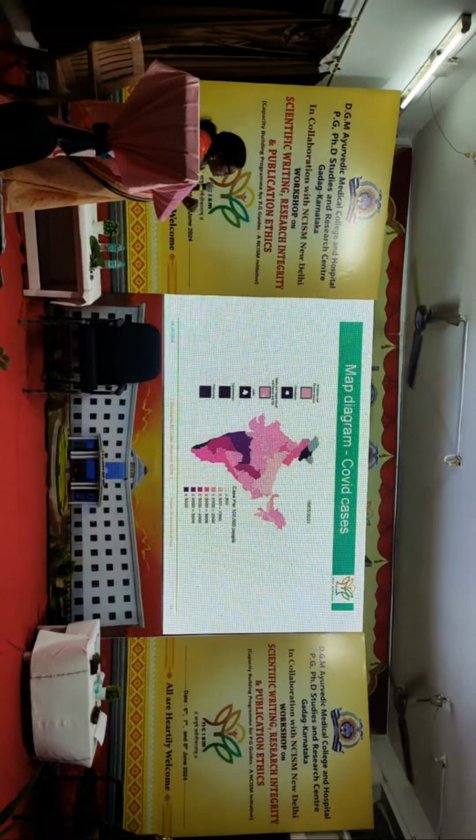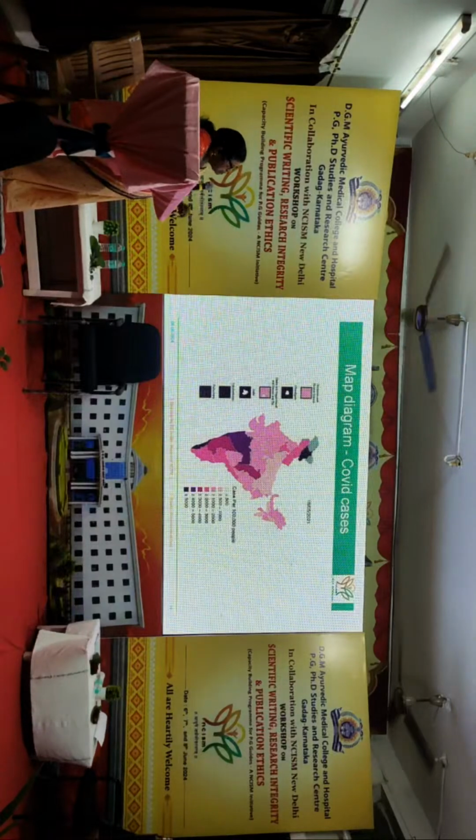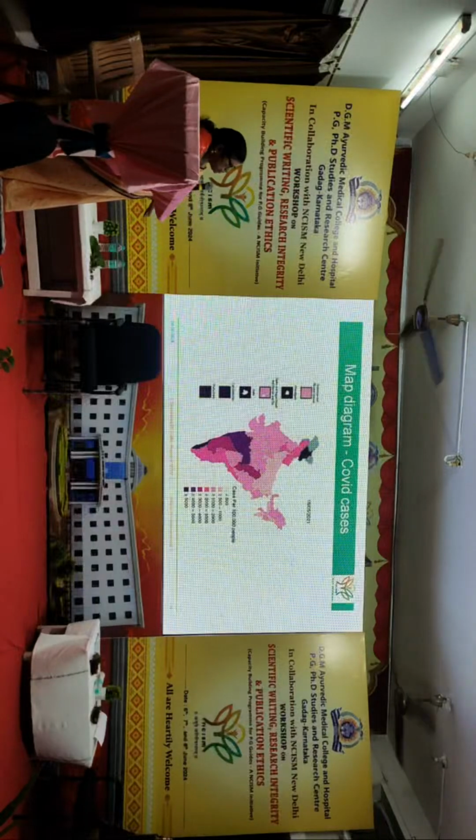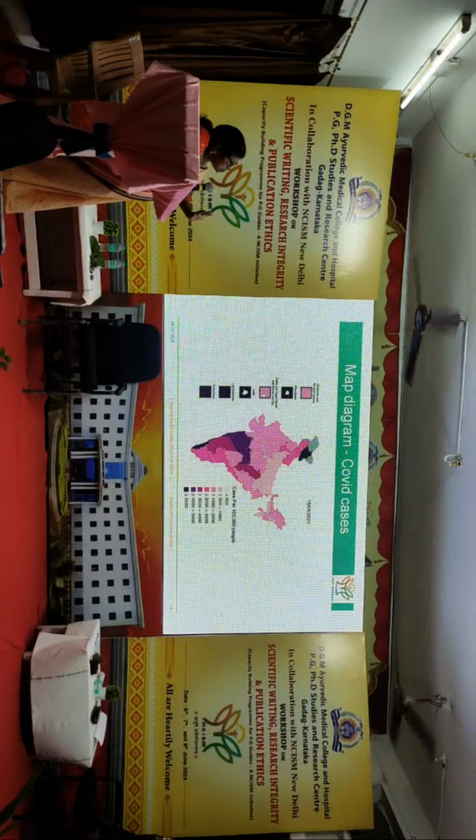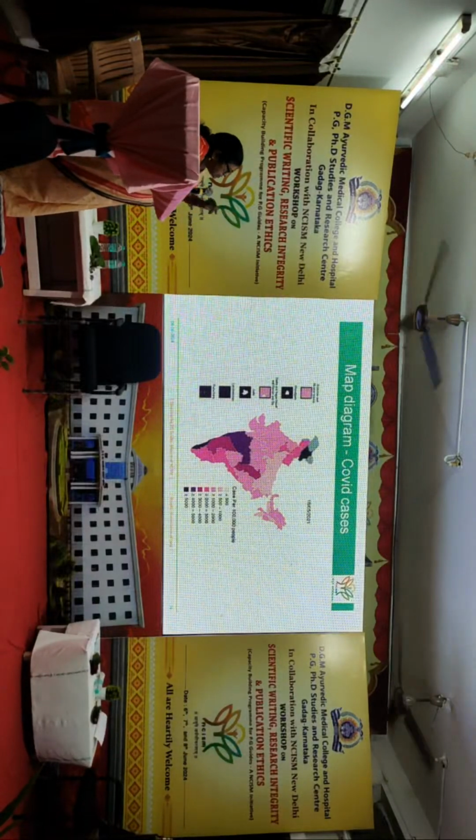Map diagram is also there. This usually we use for population, rainfall distribution, forest distribution, or we can use for elephants, tigers distribution, anything. This is called a map diagram. For COVID, this was used.